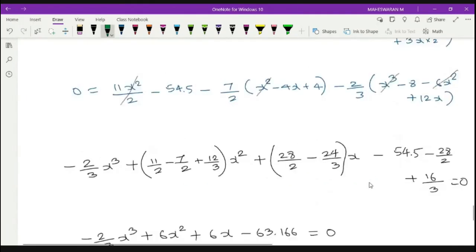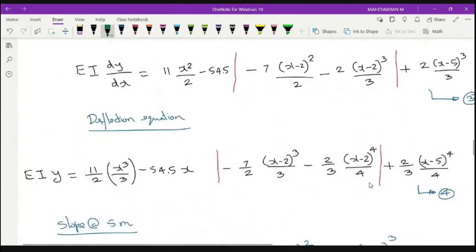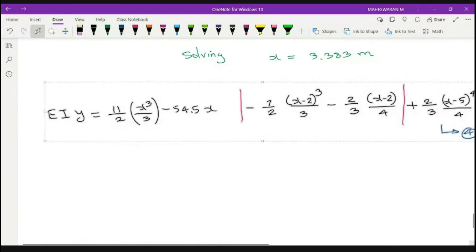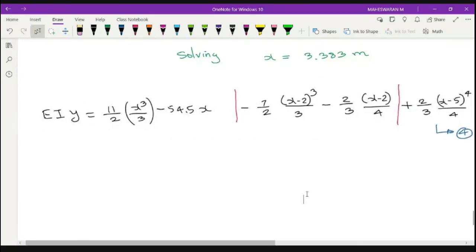Okay, now let me take what is the maximum deflection equation. So equation number 4. So let me take what is my equation. So this is my equation. In this equation, I'm going to substitute x is equal to 3.38. So let us reduce the equation accordingly.